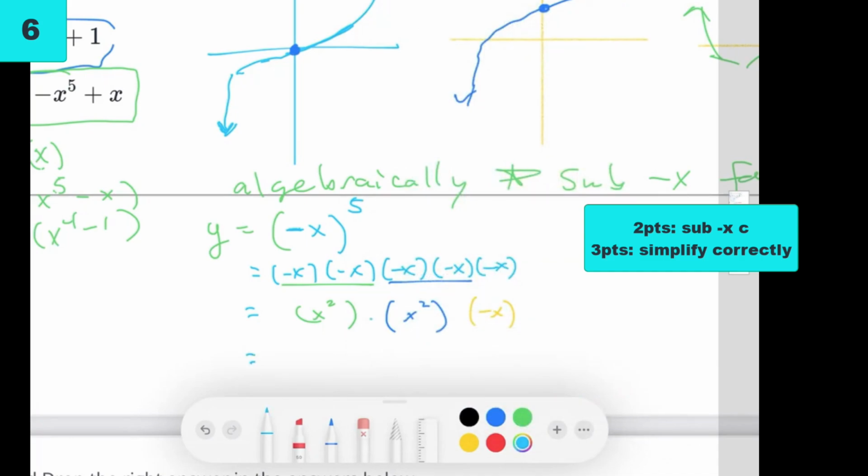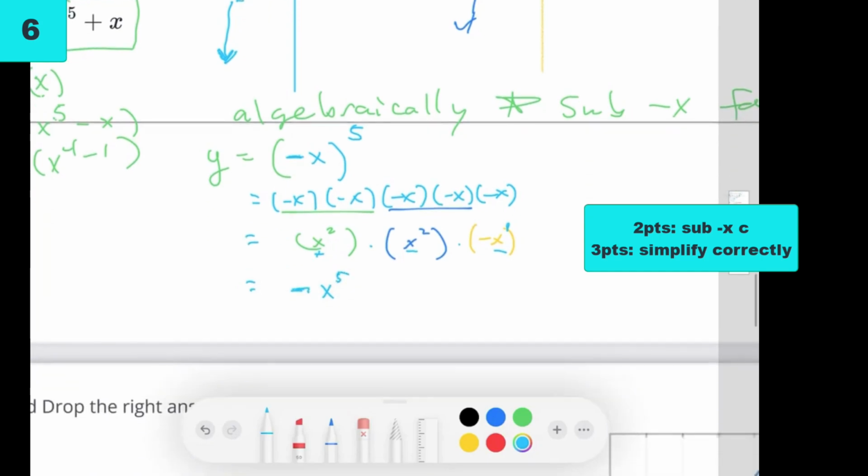Remember, when you're multiplying with the same base, so x, x, x, you add the exponent. So 2 plus 2 plus a 1 is 5, and you have the leading coefficient that's negative. So the opposite of the original. If you factor out the negative, this is the opposite. In my phrase, it's opposite of x. That means it's going to be an odd symmetry.